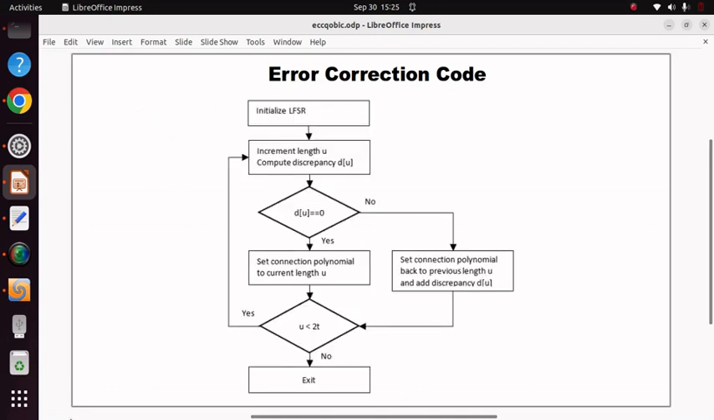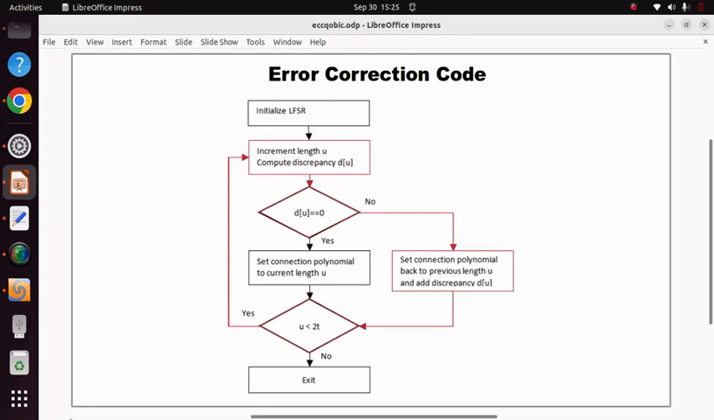For a given set of syndromes, the Berlekamp-Massey algorithm synthesizes the shortest linear feedback shift register. At each step, the difference of the polynomial value from zero, which is called discrepancy, is calculated. If the discrepancy is zero, continue incrementing the length of the register.